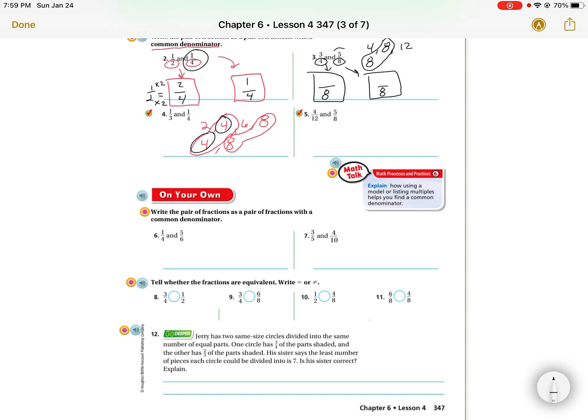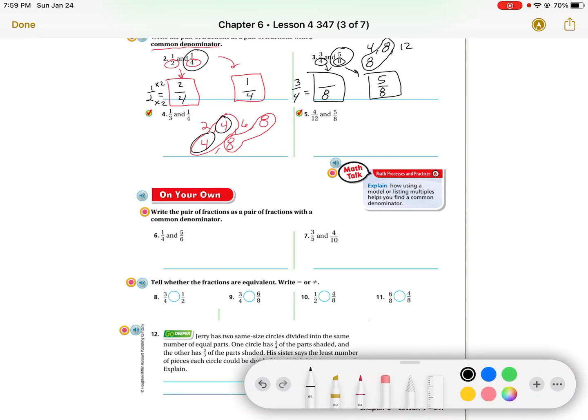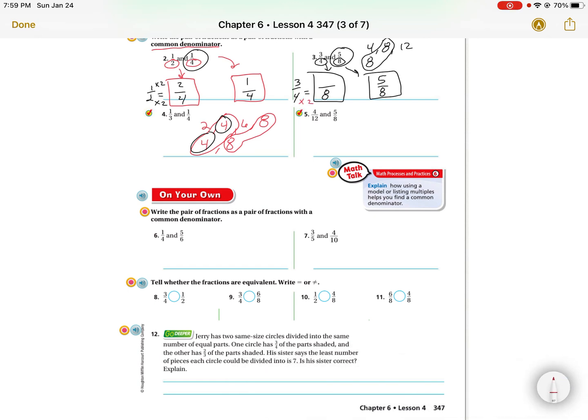And you saw it, didn't you? This one is already 8s. I don't have to change a thing. I'm just going to rewrite that over into my answer box. 3/4, though, I need to change 3/4 into 8s. So how do I go? Again, I'm going bigger, so I'm multiplying. 4 times 2 is 8, so 3 times 2 is 6, equivalent fractions. And then I can also compare them here. 6/8 is bigger than 5/8, so I know that 3/4 is the larger of those fractions. Getting it? All right, let's keep going.